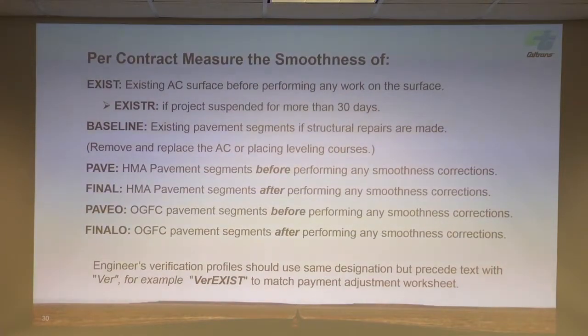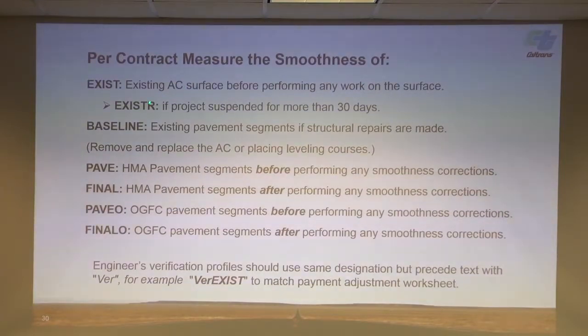Okay, per the contract, measure the smoothness of. So we have all these different profiles. You saw that slide earlier. It talked about existing, baseline, pave, and final. Our specs basically require the contractor to put this text inside the file name for these different profiles that we're going to be getting. So if we have an existing, there's a section that's got all this covered.